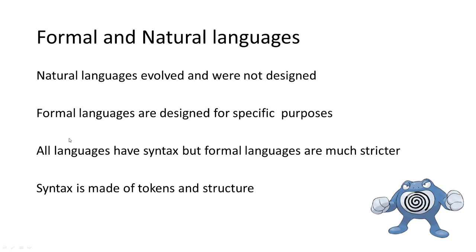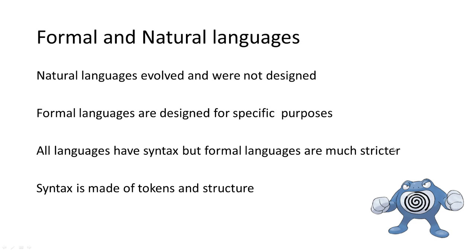Most programming languages follow a very strict syntax and are designed to help solve a specific class of problems. Some languages, like Python, are more general in their purpose, but they're just as specific. Now, all languages have syntax, but formal languages are much stricter in their syntax. In English, if you're reading a book and you encounter a sentence that has a comma instead of a period at the end, you can still probably understand what that means. You can still probably get the gist of the story.